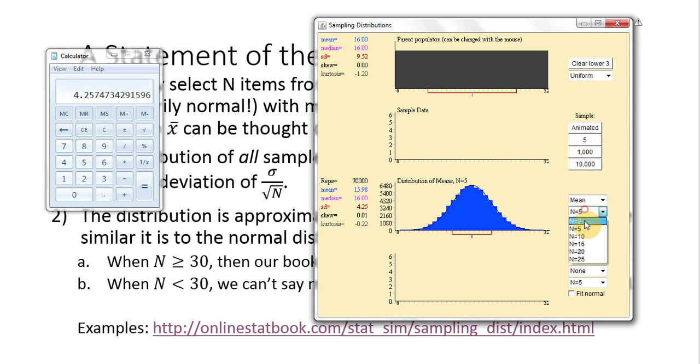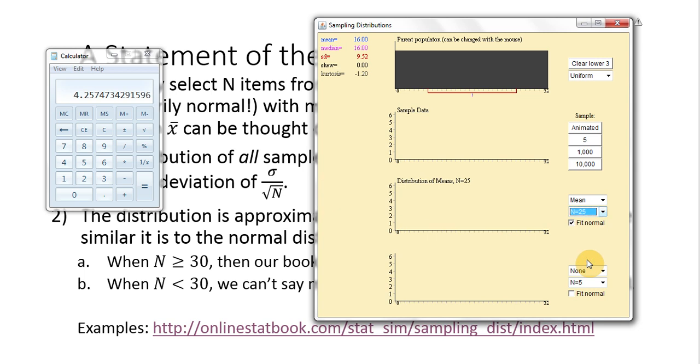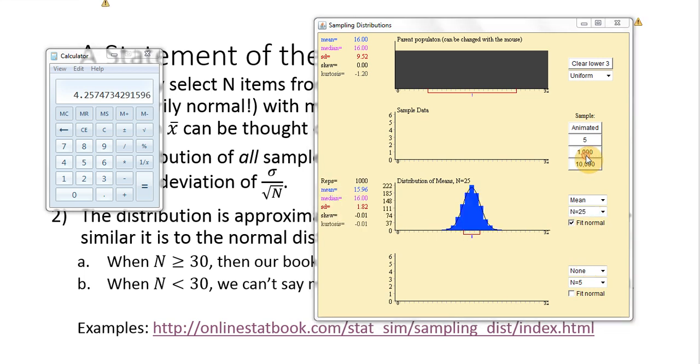If we increase our sample size up to the maximum allowed on this applet, that's 25, now we go ahead and start randomly selecting. And you'll see that we get a much nicer approximation to the normal. Now, while there's a little bit of white, it's on both sides. While there's a little bit of blue sticking out, it's on both sides. This matches much more nicely.